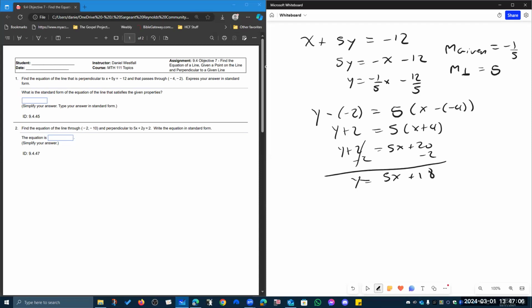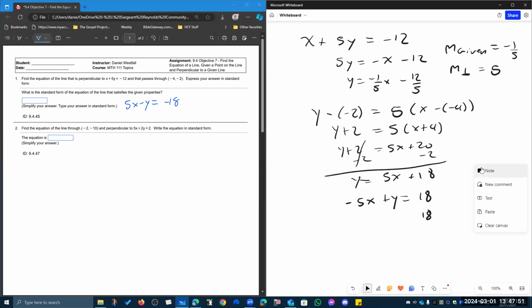We're told to write our answer in standard form. So let's get x's and y's on the left-hand side. Negative 5x plus y equals 18. And I want my leading coefficient to be positive, so 5x minus y equals negative 18. And just like I showed you last time, there's another way to think about this. I'll show you a way to do this now. So let's go ahead and write this down: 5x minus y is equal to negative 18.